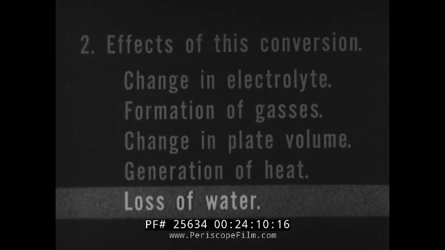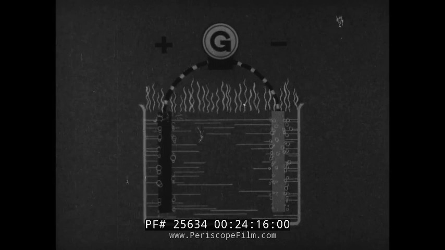The loss of water occurs two ways. Heat evaporates it, and electrolysis decomposes it. That's why frequent measurements must be taken of the height of the electrolyte with a height stick. Variations in the height of the electrolyte due to water loss affect specific gravity readings. These must then be corrected according to the instructions for the battery in question.